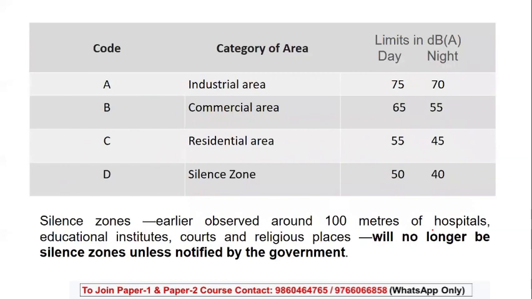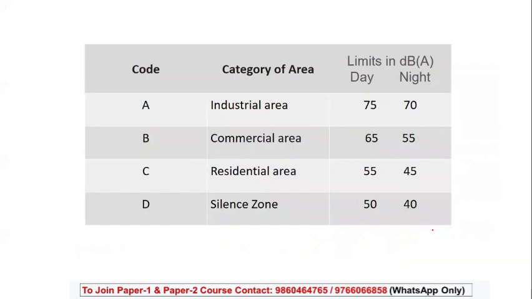Now, this I have done just now. So the same thing, but in case you just read it and revise it, it will be better for you. Silent zones earlier observed around 10 meters of hospitals or educational institutions will no longer be silent zones unless notified by the government. So unless and until it is notified by the government, they will not be declared as silent zones. Sorry, the same thing I guess has been repeated, okay, for a clear idea.